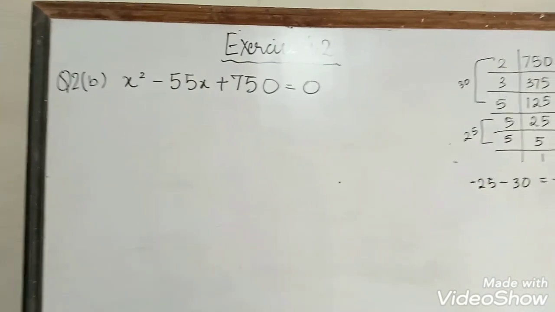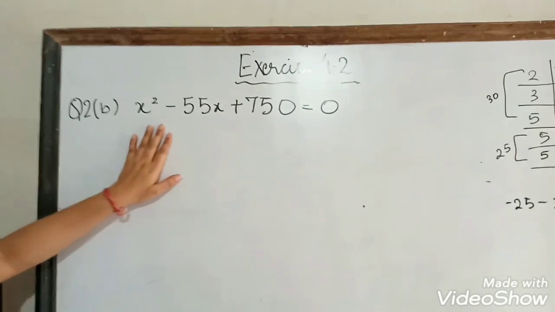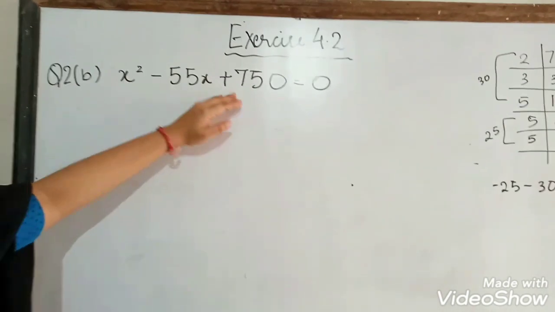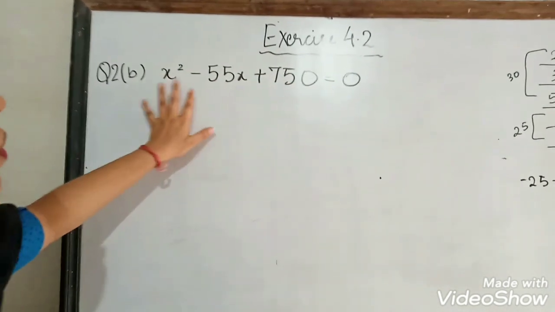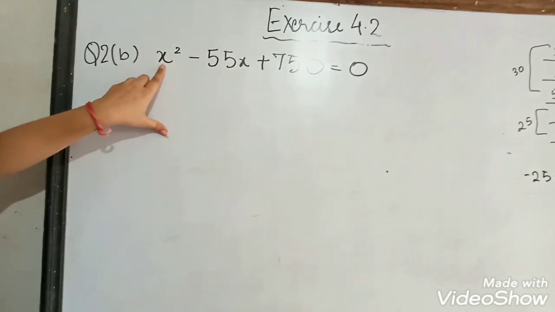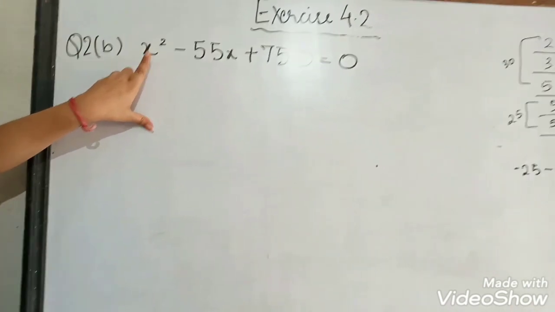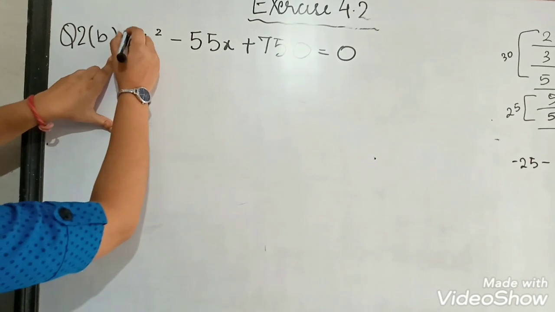Now let us begin with the second part of example 1. You will see the quadratic equation x square minus 55x plus 750. So we have to find out the LCM of 750. Make a note of it, children, that we also take note of the coefficient of x square over here. The coefficient of x square over here is 1.